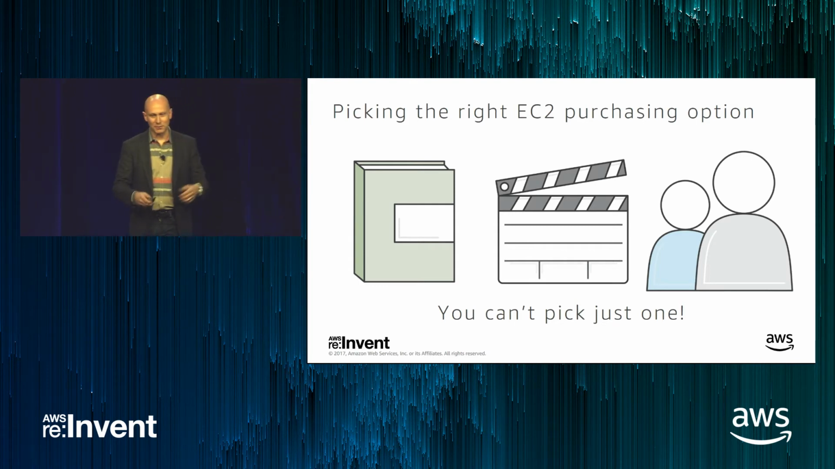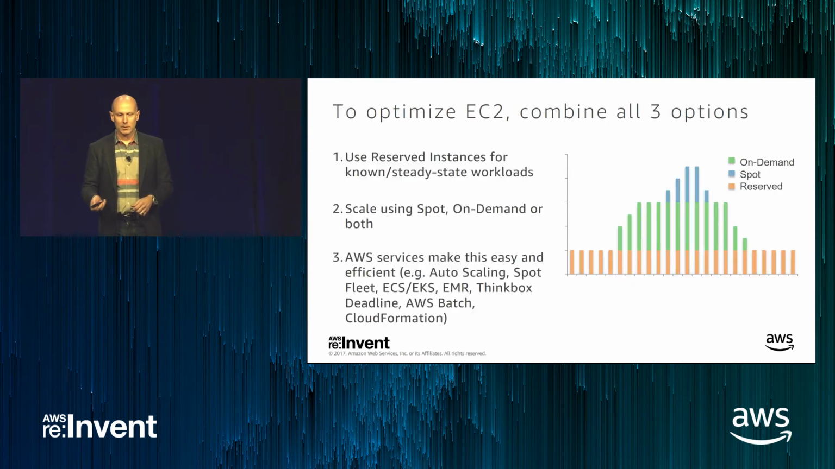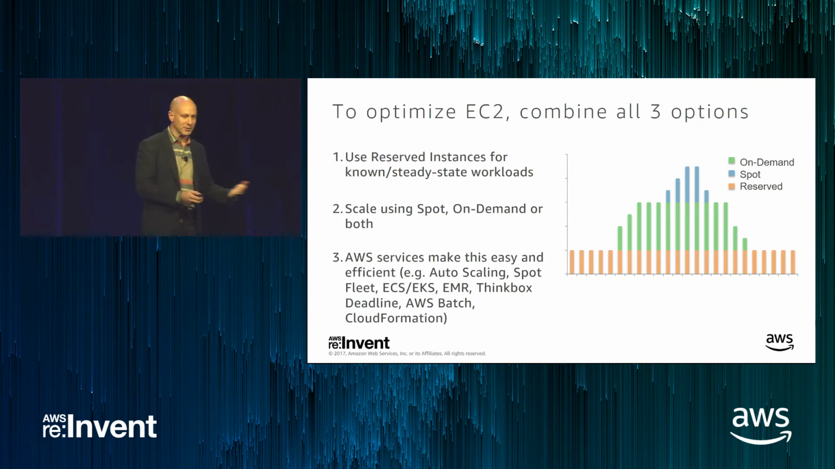This is the message of today's session. If you want to optimize EC2, you need to combine all 3 options. You need to use your reserved instances with that 75% off. Use those for your known steady-state workloads. You're going to scale up using Spot, on-demand, or maybe both, depending on your kind of work. And you're going to use an AWS service, one of those ones that I mentioned, or maybe a third party, to make this easy for you.